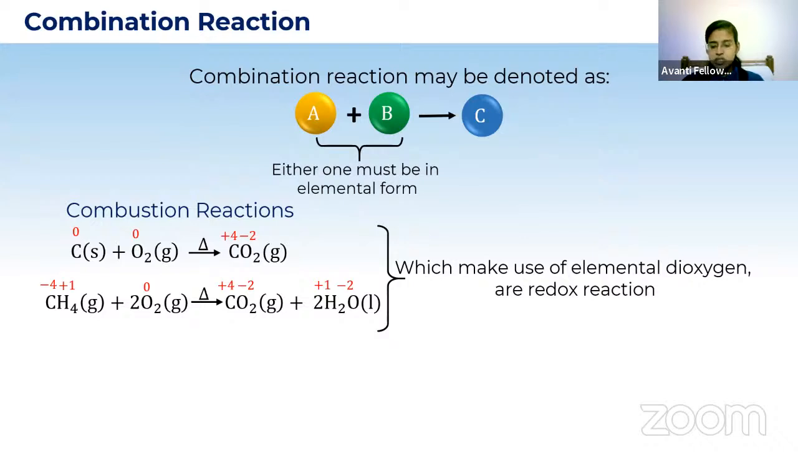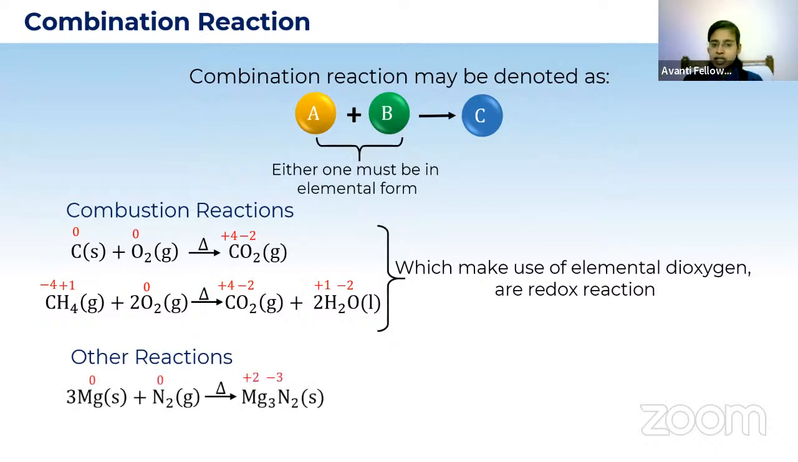I will give you some other examples for combination reaction. Here you see, magnesium is reacting with nitrogen to form Mg3N2. Here we are not using oxygen, so it will not come under combustion. It will come under other reactions. Magnesium is in zero oxidation state and nitrogen is also in its zero oxidation state because both of them are elements. When they combine to form the product, the oxidation state attained by magnesium is +2 and for nitrogen it is -3.